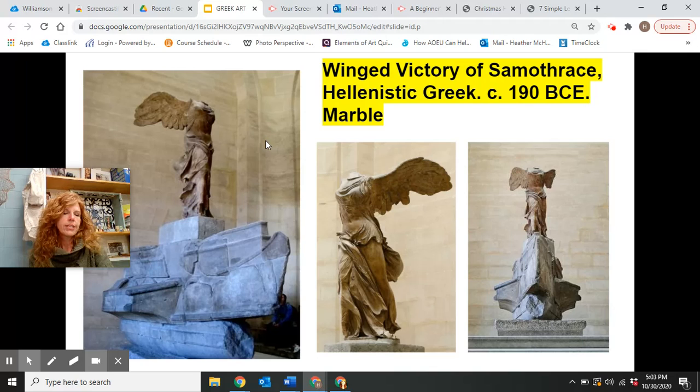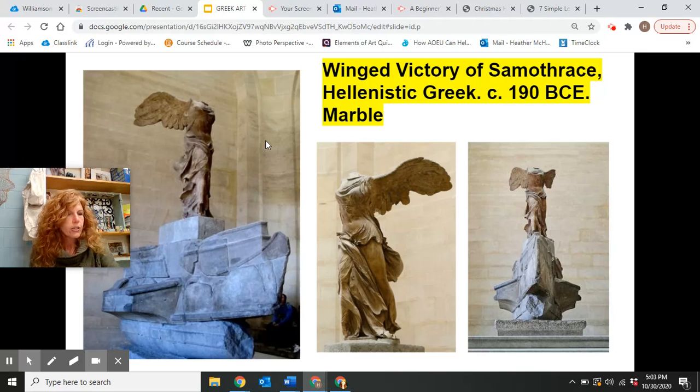This stone is indeed the prow of a boat. You should know that she is also often referred to as Nike alighting on the prow of a ship, which is kind of interesting. But that's kind of what she's doing, just standing on the bow of the ship.